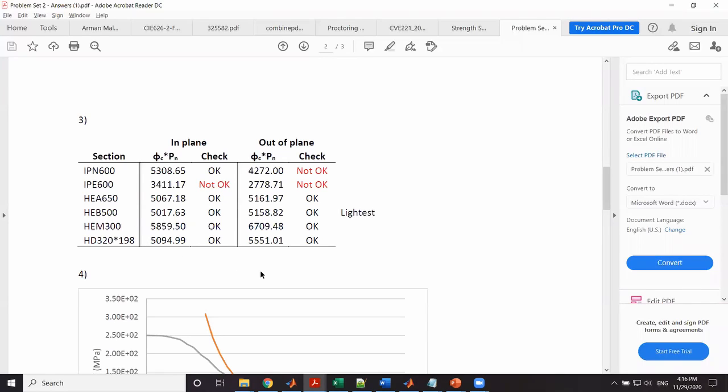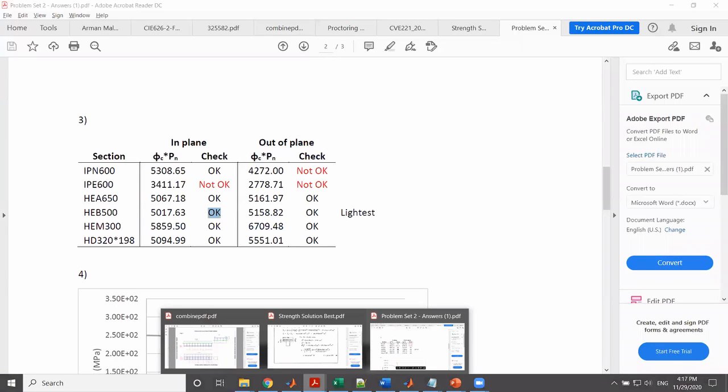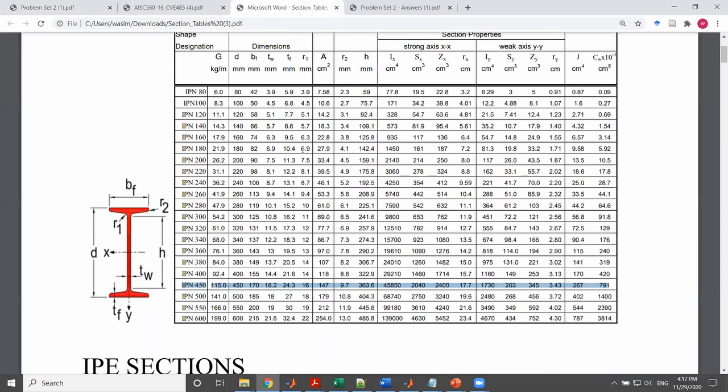So first of all, you have to check whether it's safe. You check it's safe. And after that, you decide which section am I going to take. You take the lightest section since it's going to save you a lot of money. How do you decide that? You go, for example, to section tables.